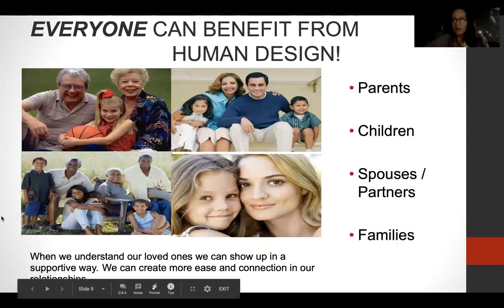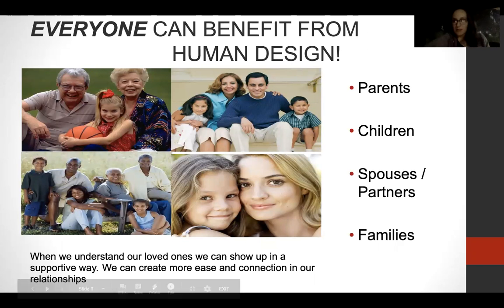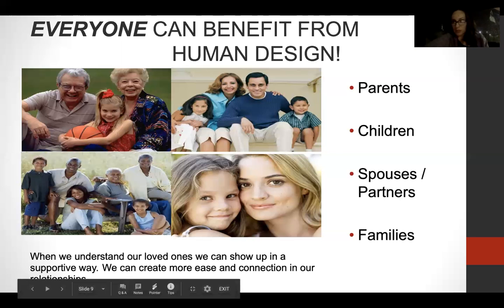So everyone can benefit from human design. This is fantastic for parents, for children, for your spouse, your partners, your families. You can even take this into any sort of business that you have, into a job, but also if you're an entrepreneur. When we understand our loved ones and those around us, we can show up in a supportive way, and we can create more ease and connection in our relationships.